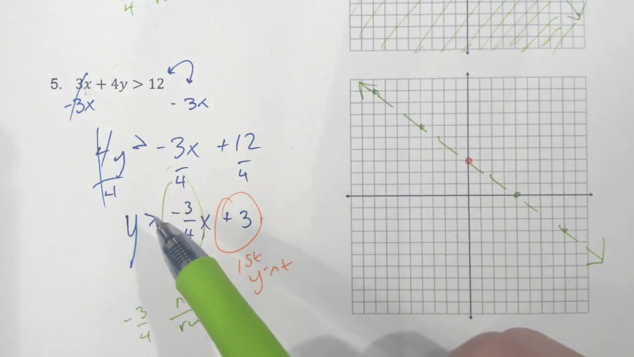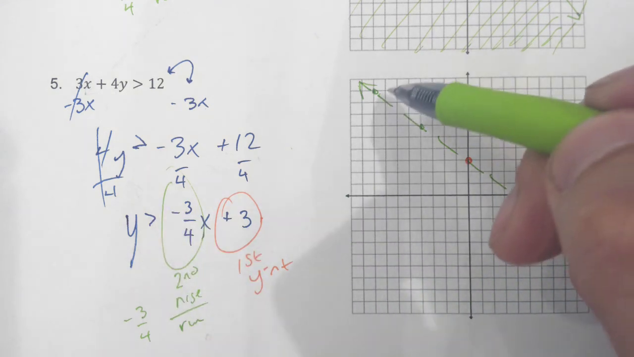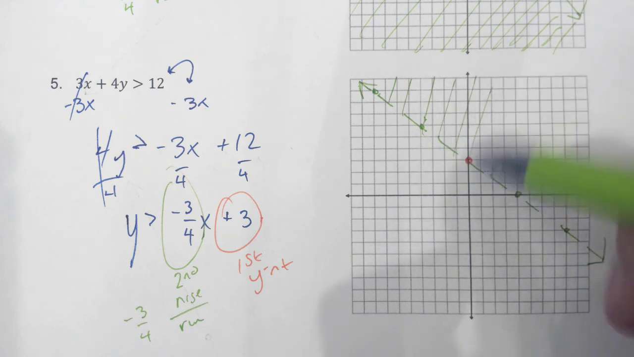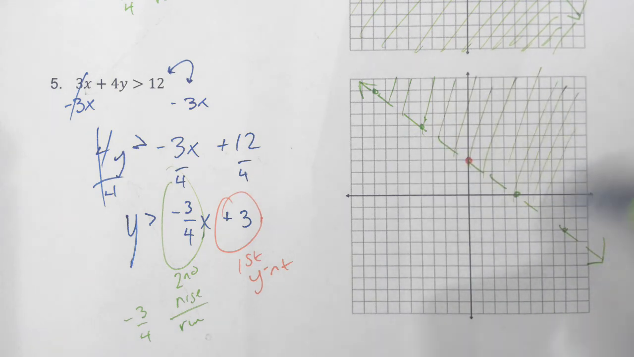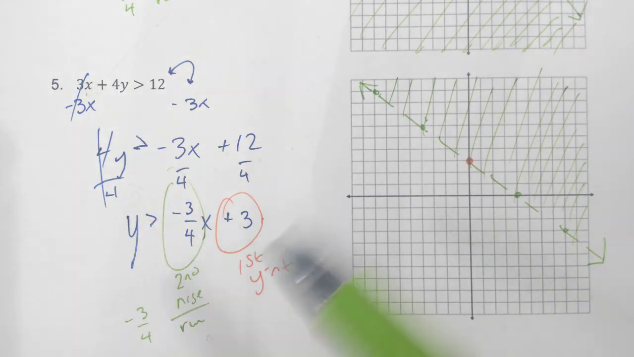Okay, now symbol is greater than. Would greater than be above or below? Greater than would be above. We got our first greater than problem this time. So we're going to shade above the line because it's a greater than symbol. We're looking at that last one always, whatever we solved it for.